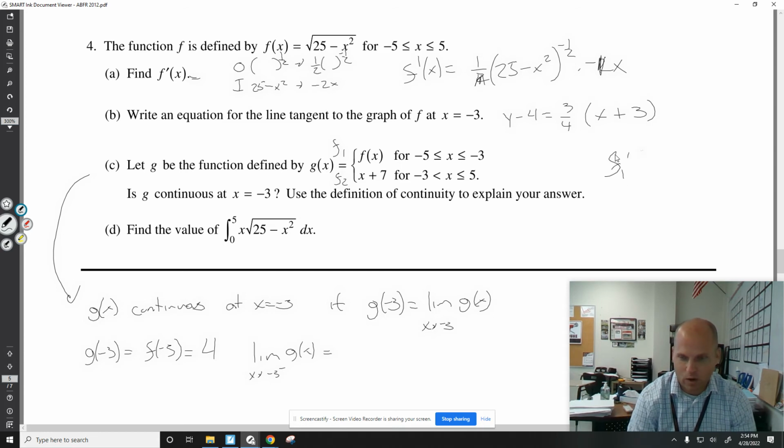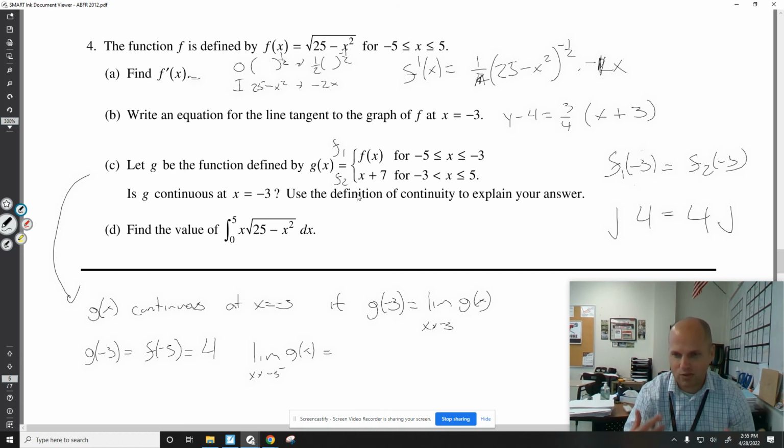Like, does f little 1 at -3 equal f little 2 at -3? We've done this: plug -3 into f, and I got 4. Plug -3 into the other one, and I get 4. And it's like, yeah, they are equal. But they won't accept that. You can't just say, hey, the top piece gets it. You've got to use limits if they ask you this on a free response.